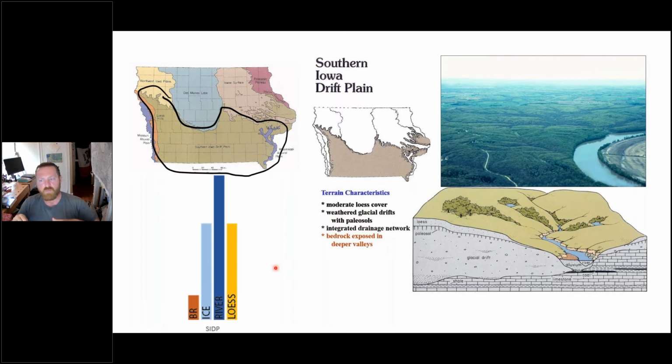And you might think, well, but Phil, there's all these little lakes, but those lakes are made by damming up rivers. They're not natural. There are very few natural lakes in Iowa, and most of them are associated with the advance of the Des Moines Lobe.